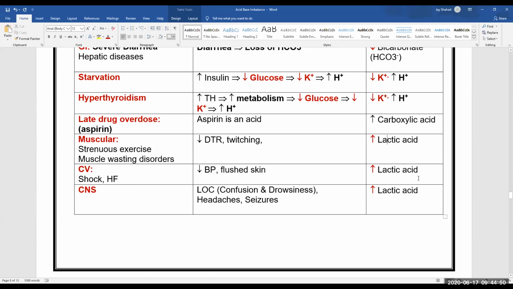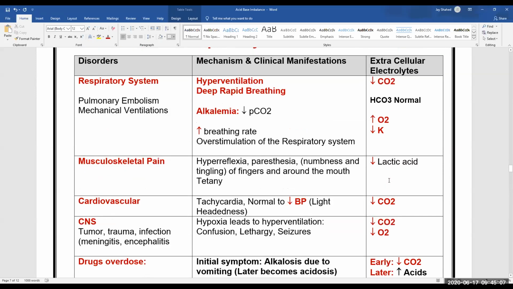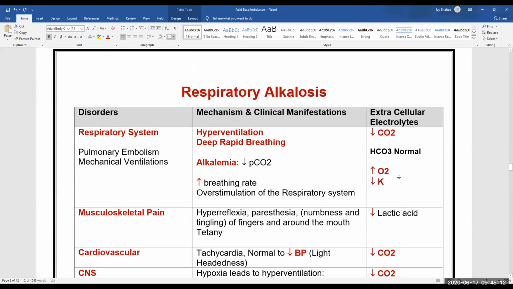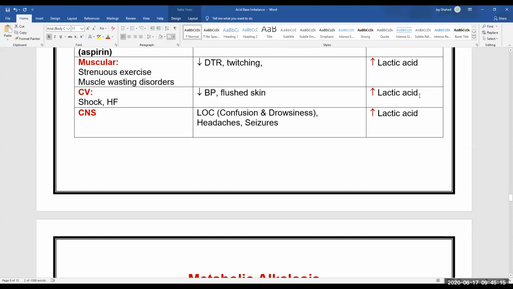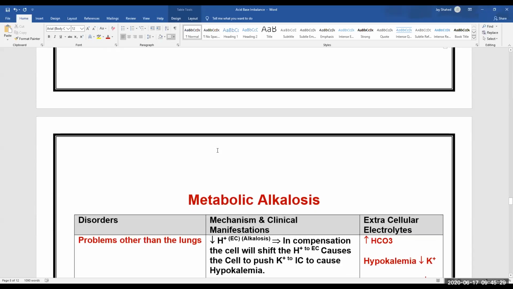Shock, also increased lactic acid here, and also CO2. You know, not only this, but CO2. You have increase in CO2 with shock. Less oxygen, increased CO2. So let's just bring CO2 down here. Increase CO2. All right, CNS, the same thing, confusion and loss of consciousness can lead to increased lactic acid also.